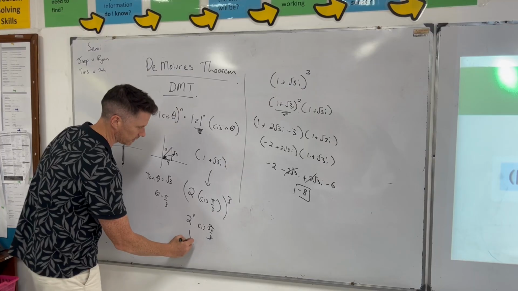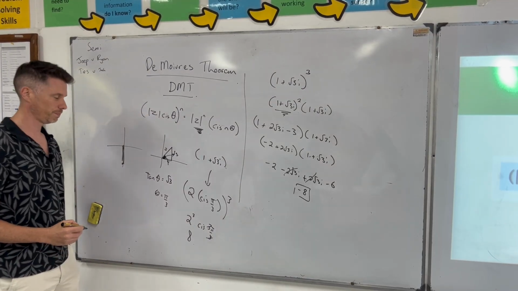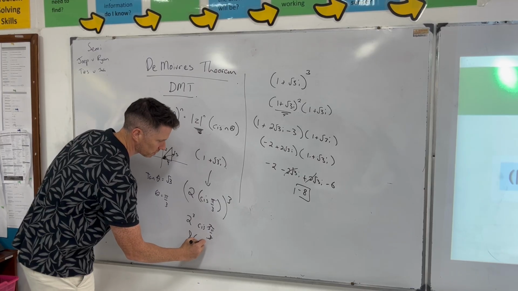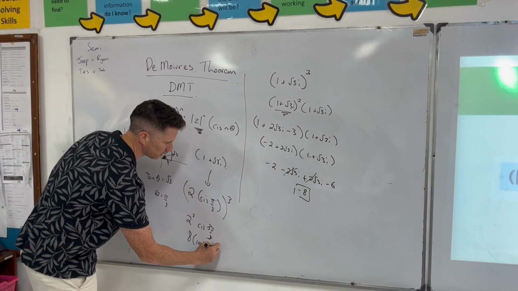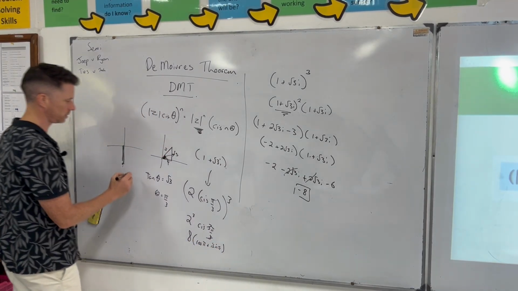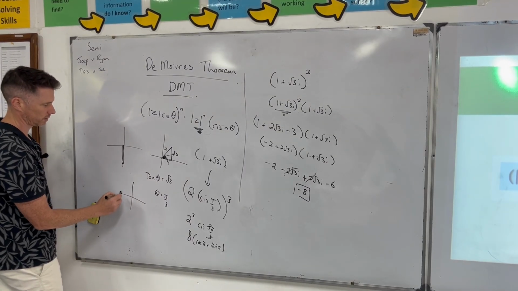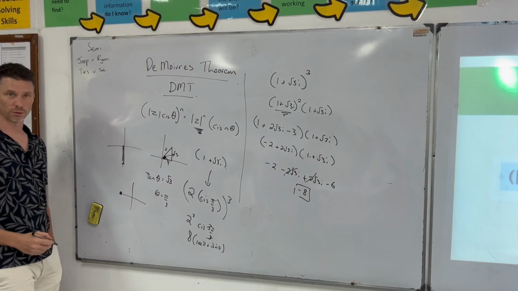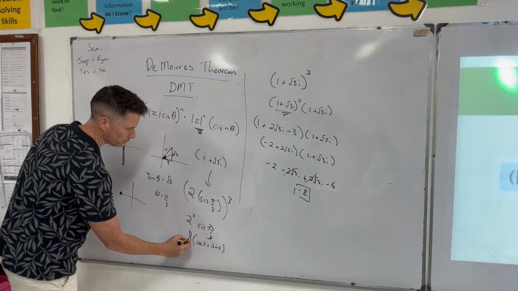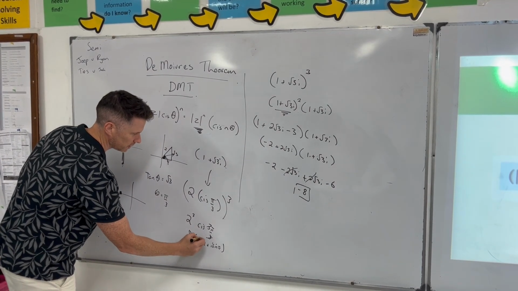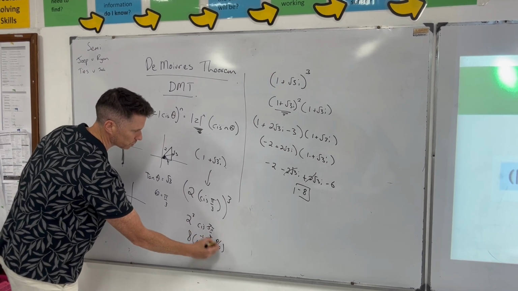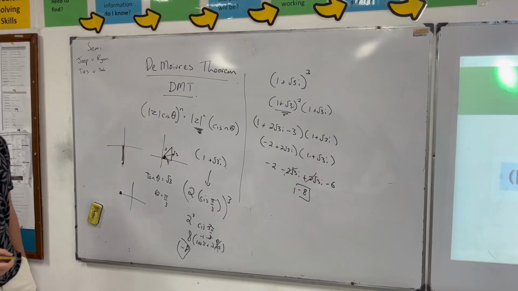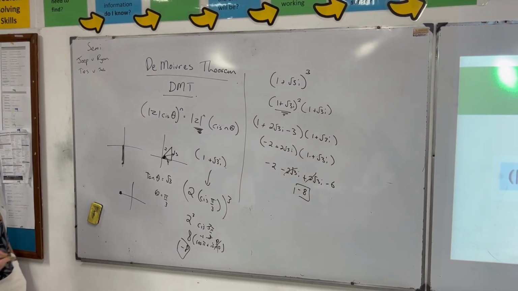2 cubed is 8, so 8 cis pi. You can think about that as cosine pi plus i sine pi. So where's pi? Pi is over here. That's -1 for cosine and 0 for sine. So this is -1, 8 times -1 is -8. If this is 0, this one's going to disappear, and we're left with -8. You can say plus 0i if you want, you don't have to. So our answers do match.